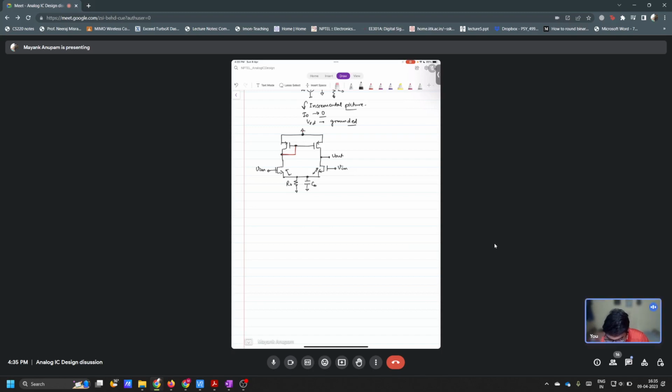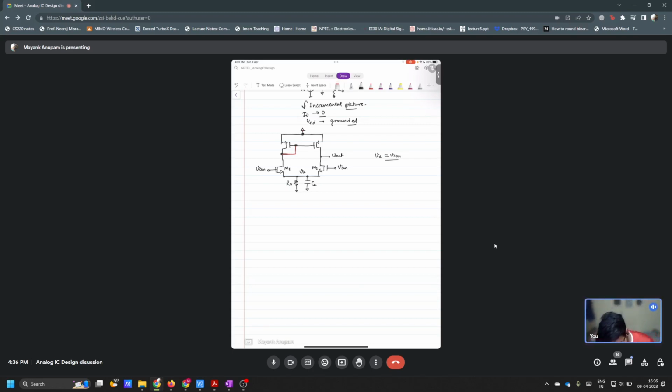Correct, I'm not denying that. But you were saying earlier that if we are increasing V in, then the source of M1 or the source of M2 should increase by the same amount, right? Because equal current has to flow. Are you saying that Vx will be equal to VCM? Yes, sir. That's what I'm saying. No, why should that happen?